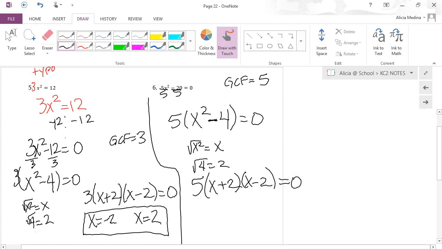If it's equal to 0, I have to state those x-intercepts. So x is equal to a negative 2, and x is equal to a positive 2. All right, that brings us to our last example there, and you can go ahead and work on 2C.5 activity. Good luck.